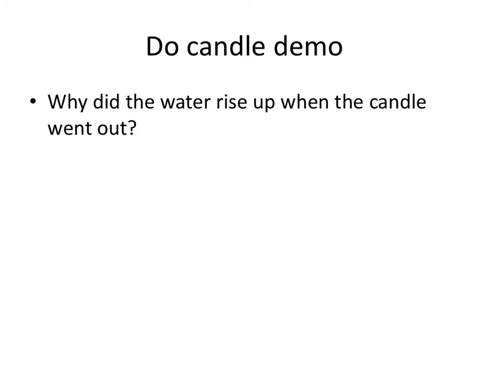So why did the water rise up when the candle went out? All right, so the gas in the glass became hot and escaped. And so then once we put the cup over it, the candle went out, the temperature decreased, causing the gas in it to condense and take up less space. And so the volume, we can't just lose that space. So the water rose up to accommodate that dropping in volume.